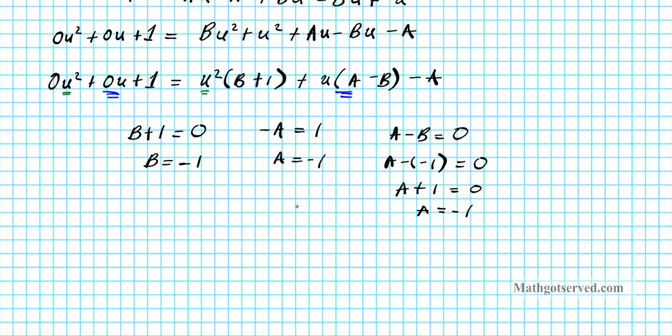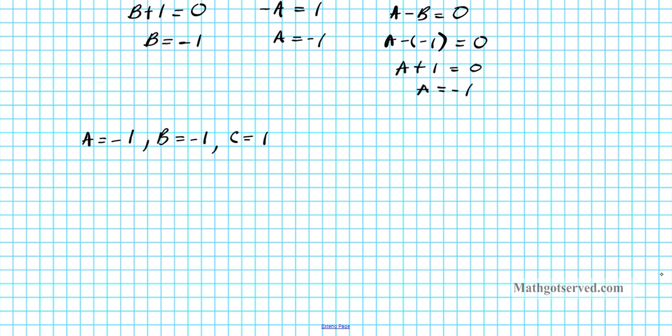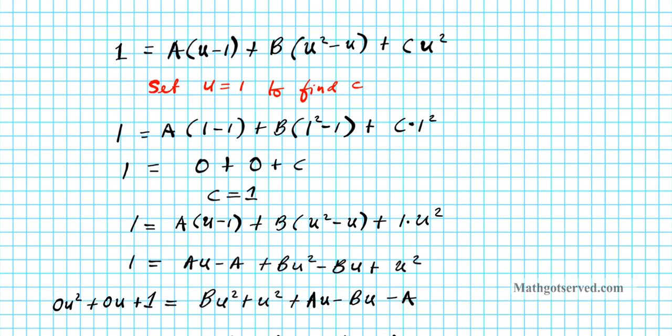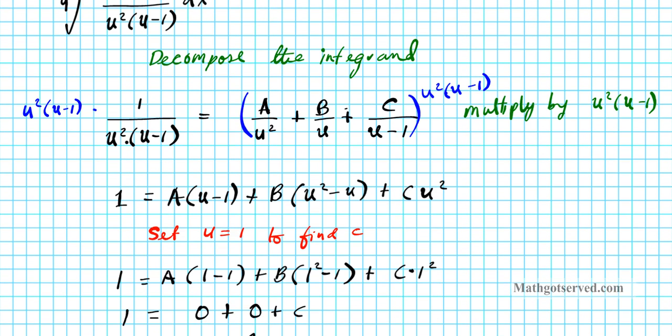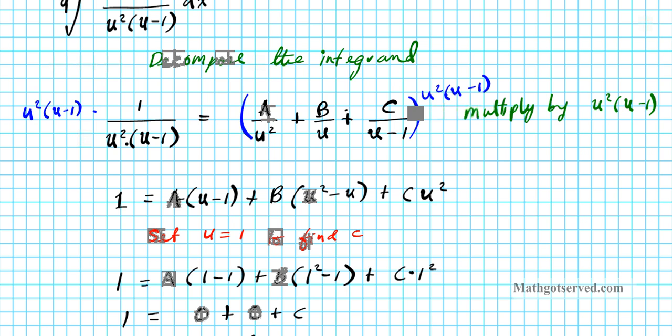Okay, so we know what our three constants are. We know that a is negative 1, b is negative 1, c equals 1. These will help me decompose that original fraction I had. Let's rewrite it. So now we have 9 times the indefinite integral of 1 over u squared times u minus 1. The fraction can be decomposed into 9 times, how did I set it up here? Let's go up a little bit. Okay, there you have it. I did ABC, so let's do it that way.